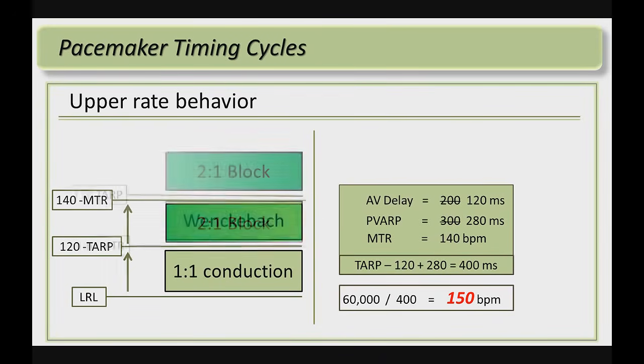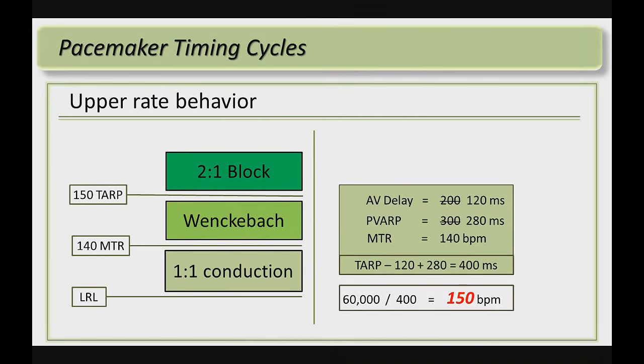With our new programming, it would look something like this. From our lower rate limit up to our max track rate of 140 beats per minute, we would have 1-to-1 conduction. From 140 beats per minute to 150 beats per minute, we're going to end up with Wenckebach block. Anything above 150 beats per minute will have 2-to-1 block.